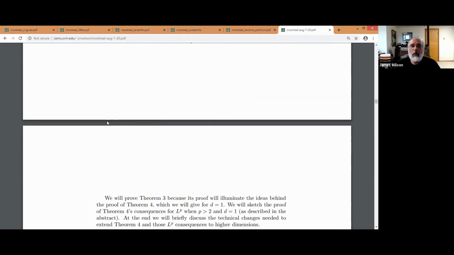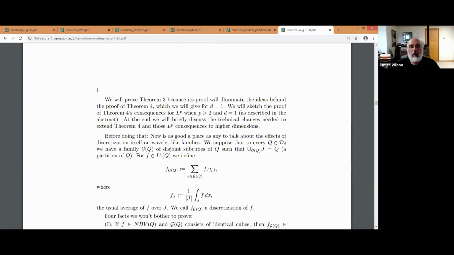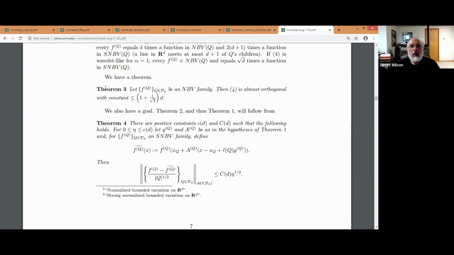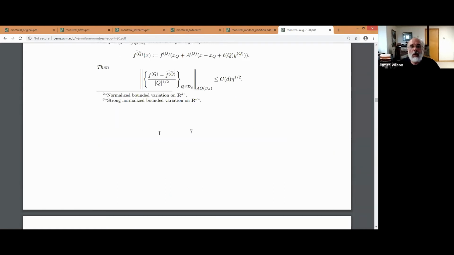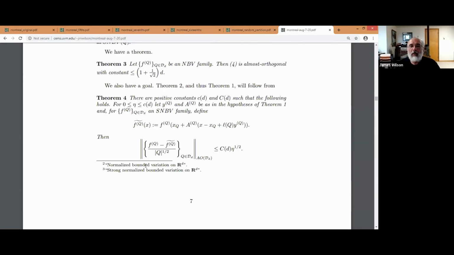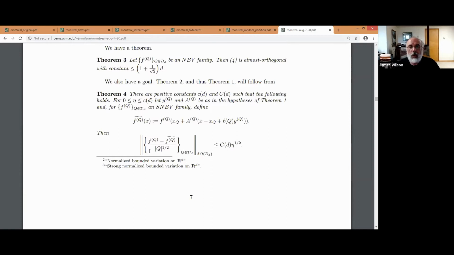So what we're going to do is prove theorem 3. I apologize to Gali and Dimitri. They've seen this before, but I think the ideas will illuminate. The idea behind the proof of theorem 4, which I will only give for dimension equals 1, is this: I'll prove this, and I'll show it for d equals 1.